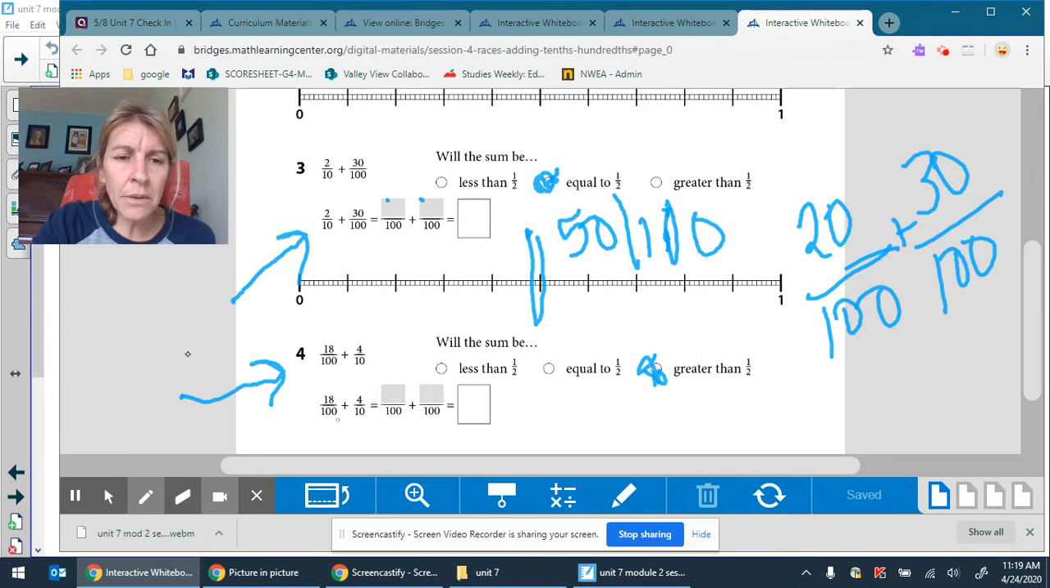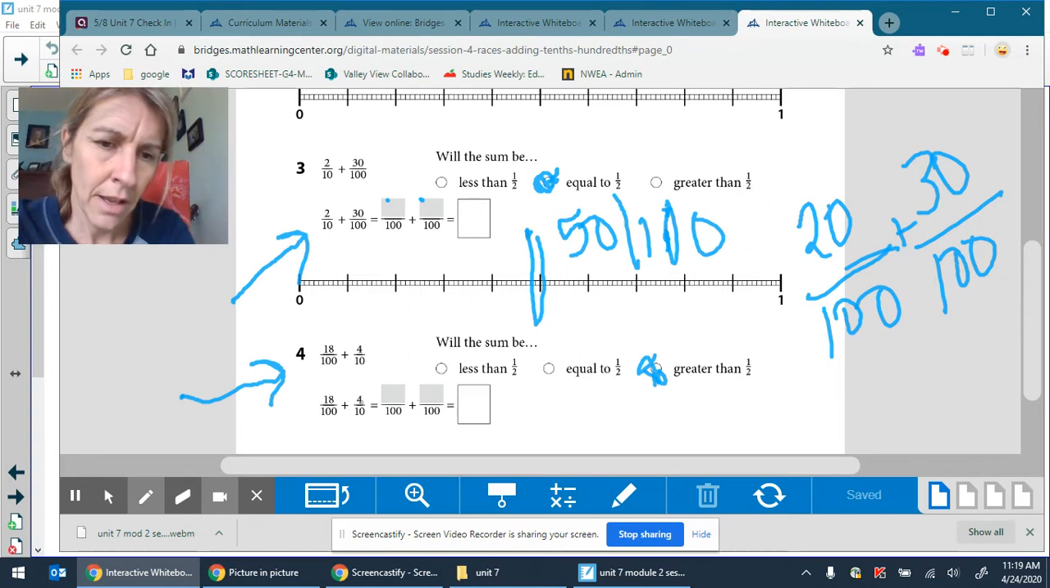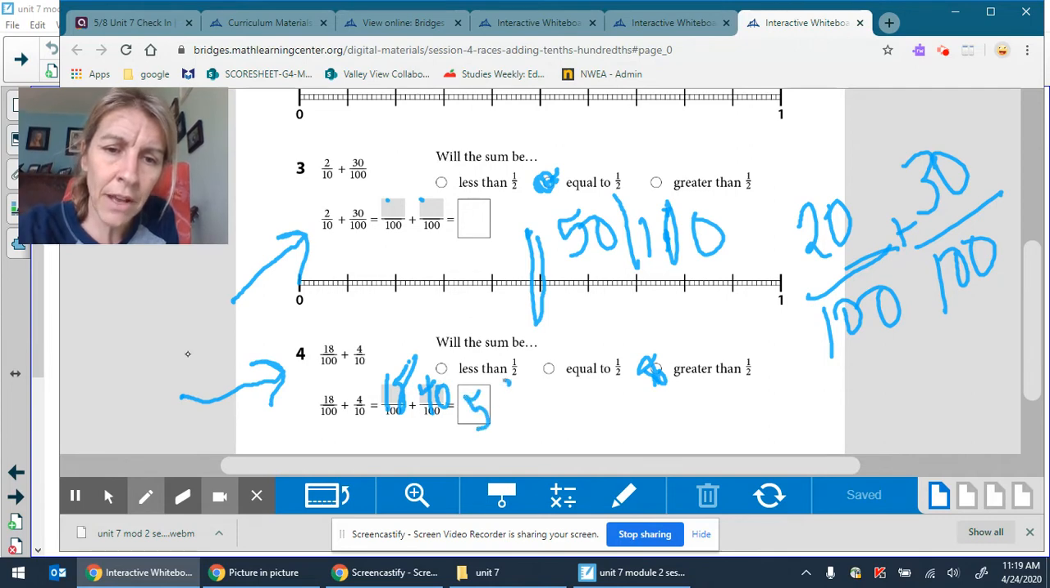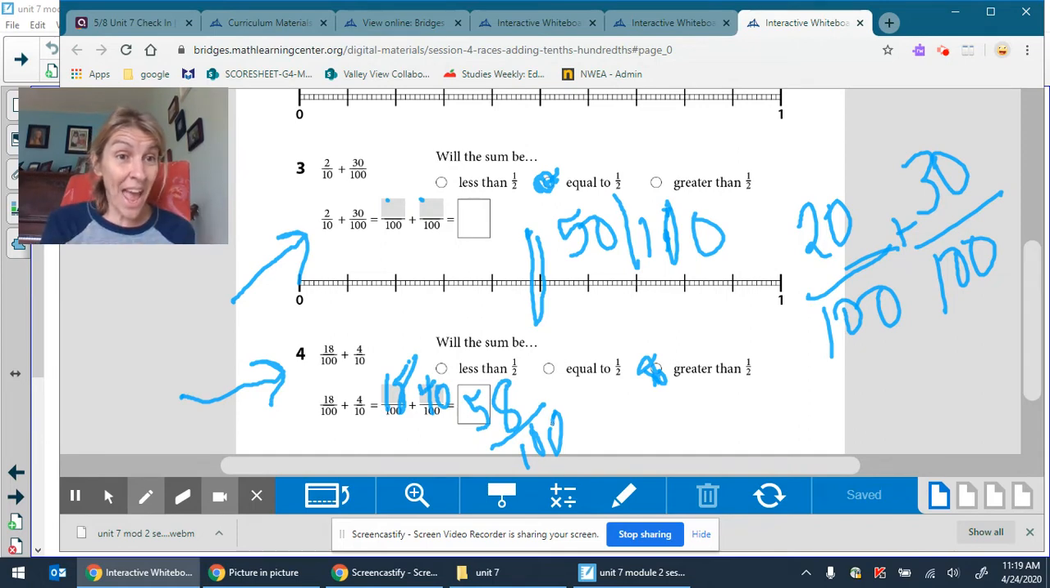If I were to rewrite this, it would be 18 hundredths plus 4/10 is equal to, let me see if I can actually write this. This is going to be an 18, and this is going to become a 40. It's not bad. And when you add 18, now we can add the numerators because we have 100 on the bottom for both. So the answer is, in fact, 58 hundredths. And that is how you add fractions with unlike denominators, meaning tenths and hundredths. You have to make them both be 100.